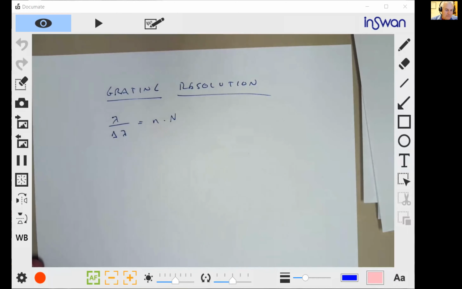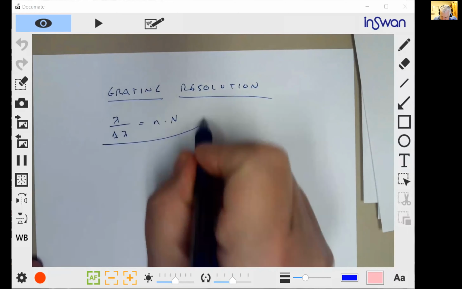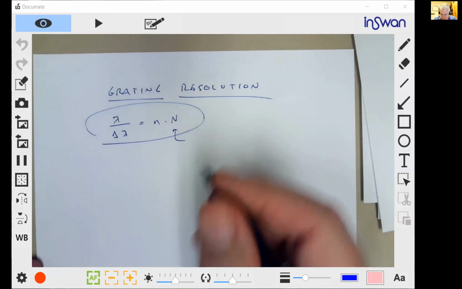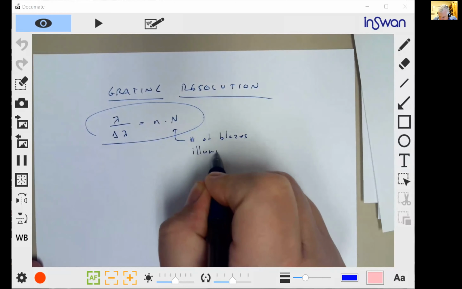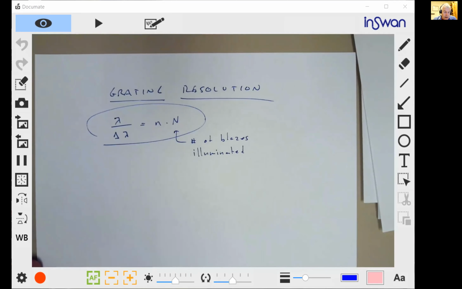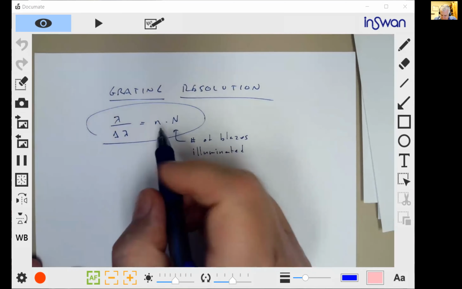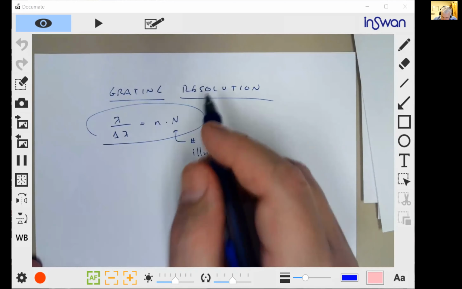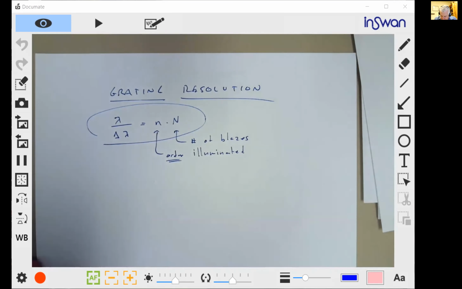Buddy. Okay. So let's see here. I am going to keep going here. What this formula means is that this is the number of blazes that you illuminate. Basically, this is the size of the grating, the number of blazes illuminated. So if you just have two blazes illuminated, you really can't separate light. But if you have thousands and thousands of blazes simultaneously illuminated, then you can separate them. So big N is the number illuminated. Little n is the order, right? And that keeps coming back.